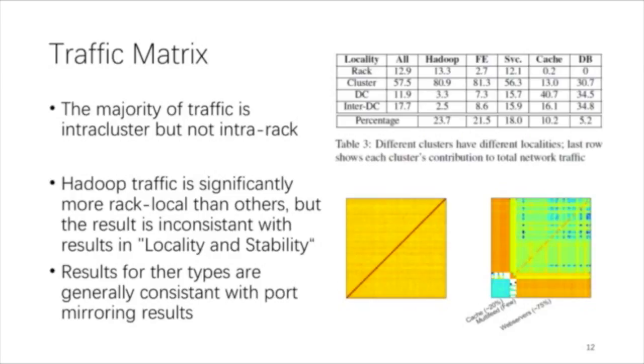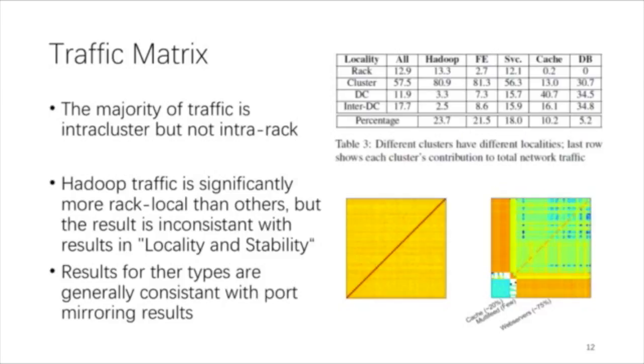So here is some traffic matrix. I'm not gonna say much about the traffic matrix because it's also something about locality. So this data is from Fbflow, and the previous one I just mentioned is from port mirroring.